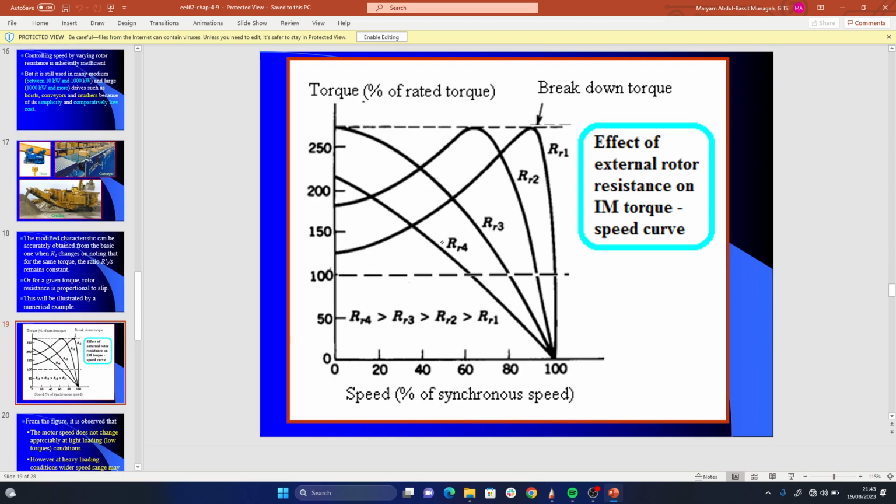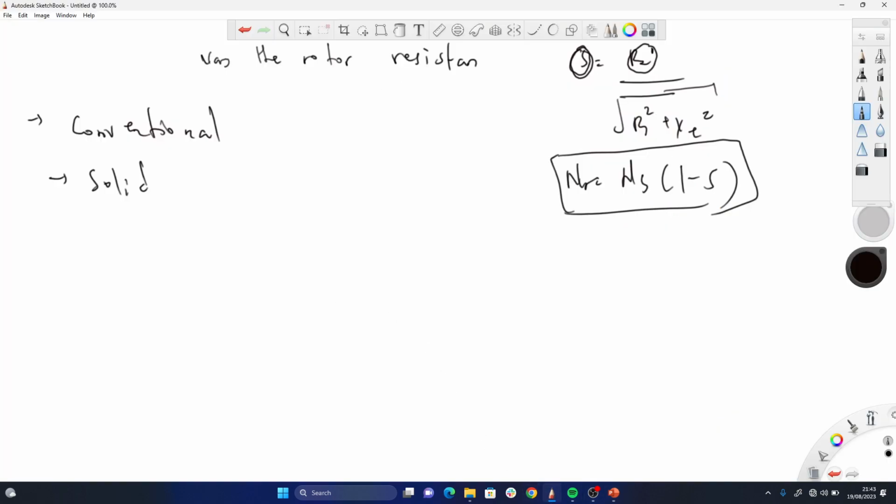So this is how the characteristics look like. Let's see the torque against speed. Torque against speed, right? So this is my T max. They have the same T max here.